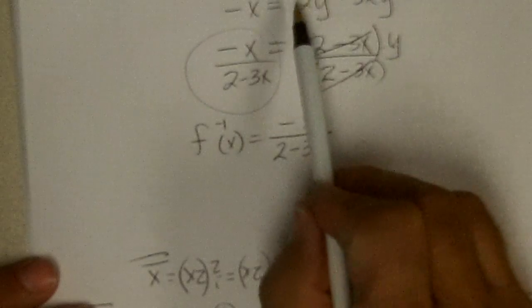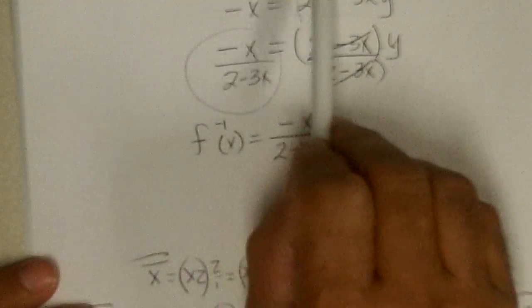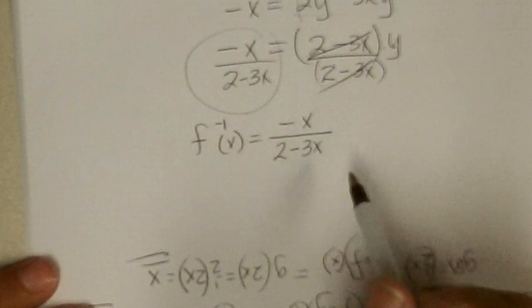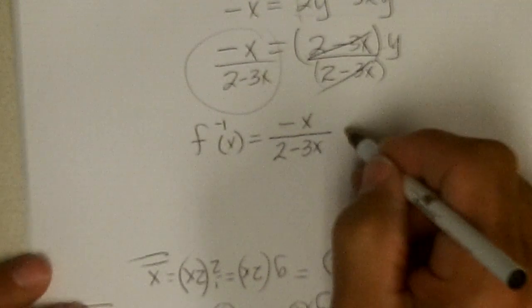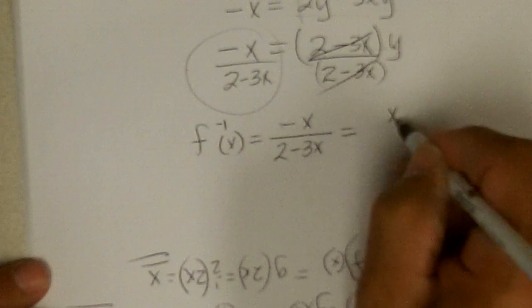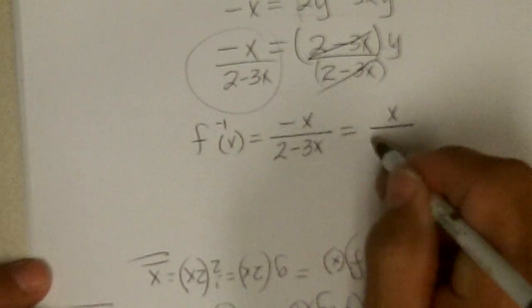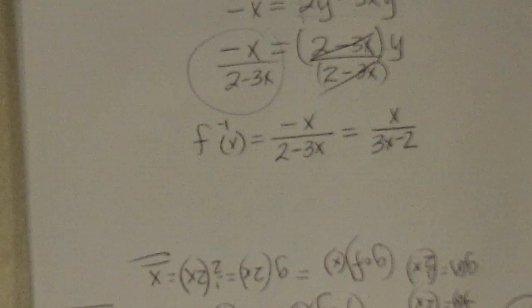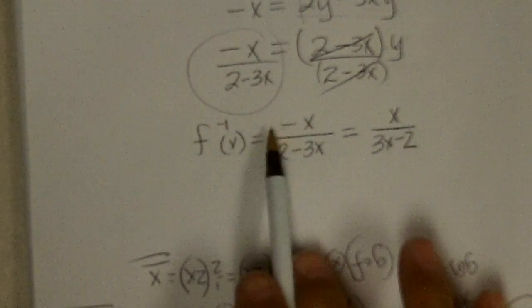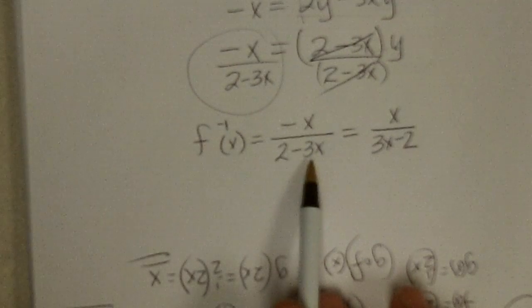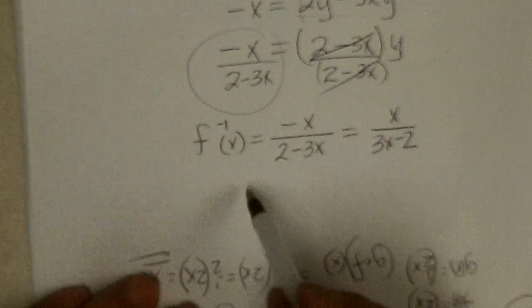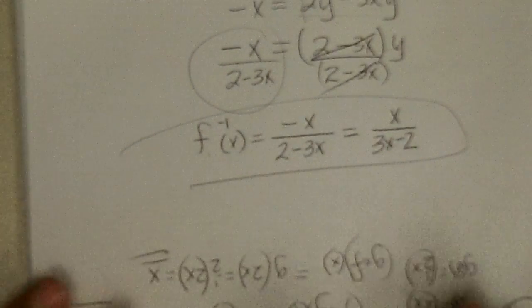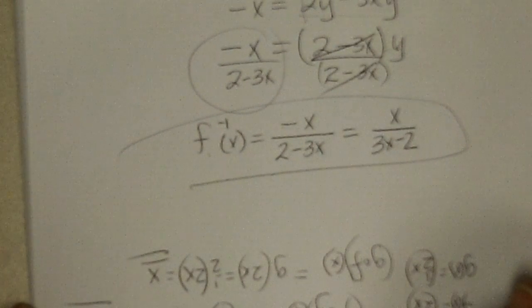Now I might say that if you had not subtracted 3xy from both sides, but subtracted 2y from both sides, you would have gotten a positive x over 3x minus 2. All that is multiply by negative 1 in the numerator and denominator, and it's the same equation either way. So this one or that one are the inverses to f.